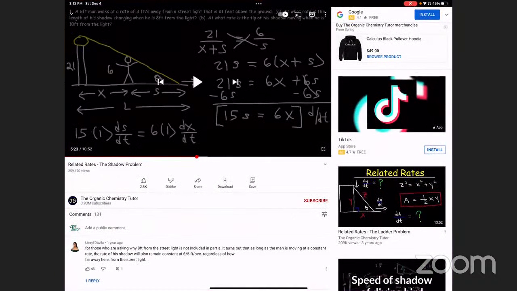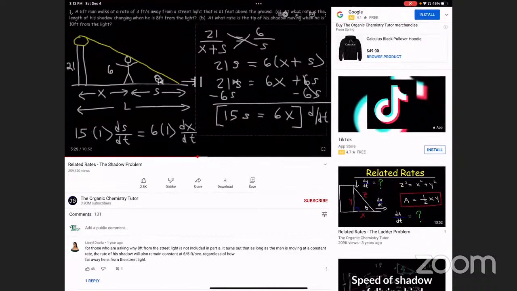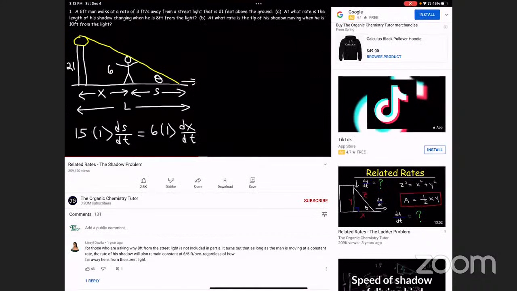He's taking the derivative with respect to time, d, right? And so that's ds/dt, the length of the shadow. That's dx/dt, and we know what dx/dt is. There we go. And then I think, let's find out what he does next. I think he's going to bring theta into it.